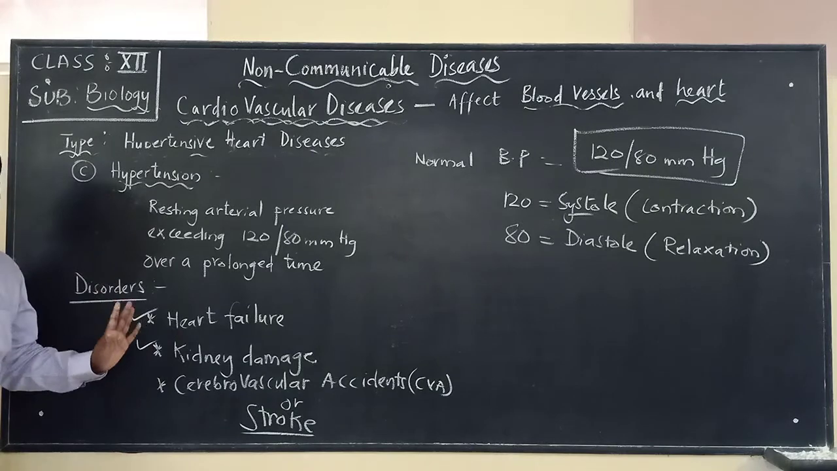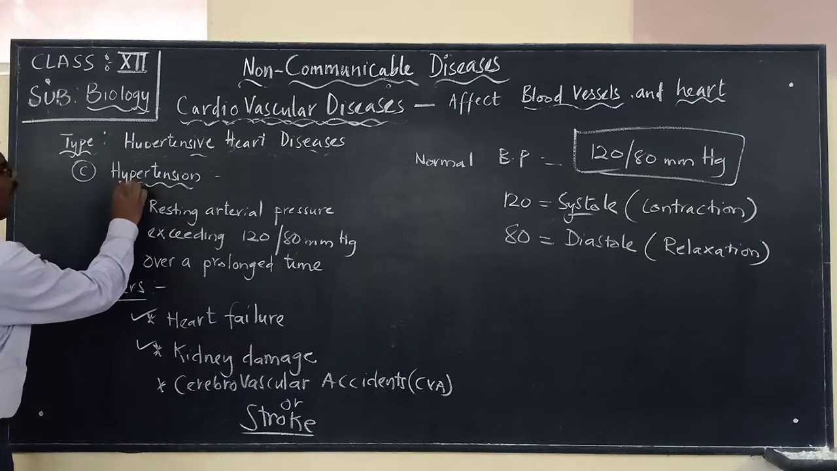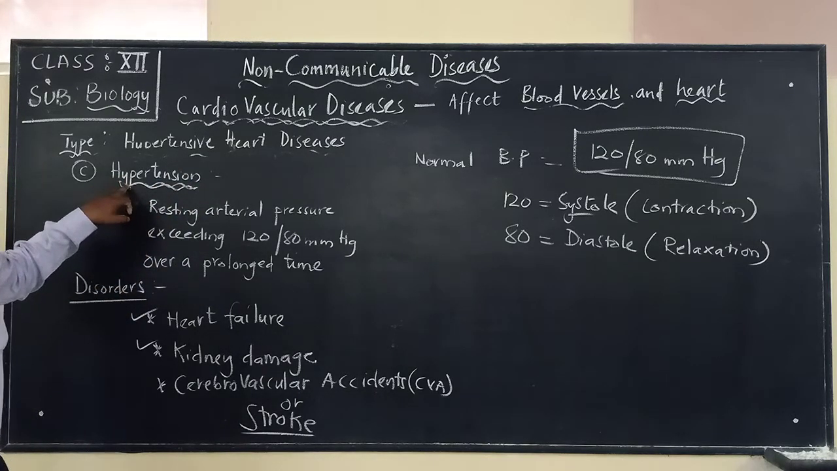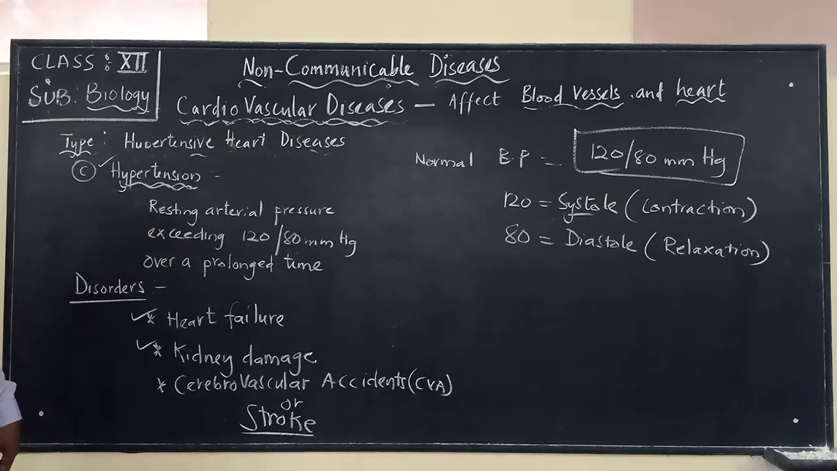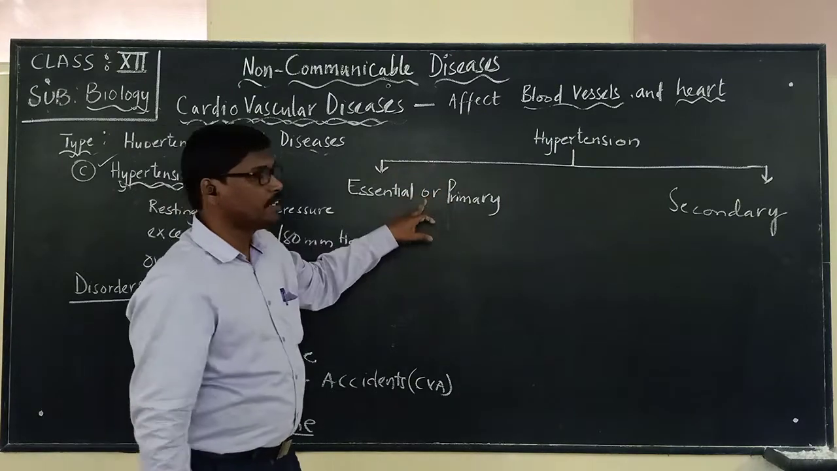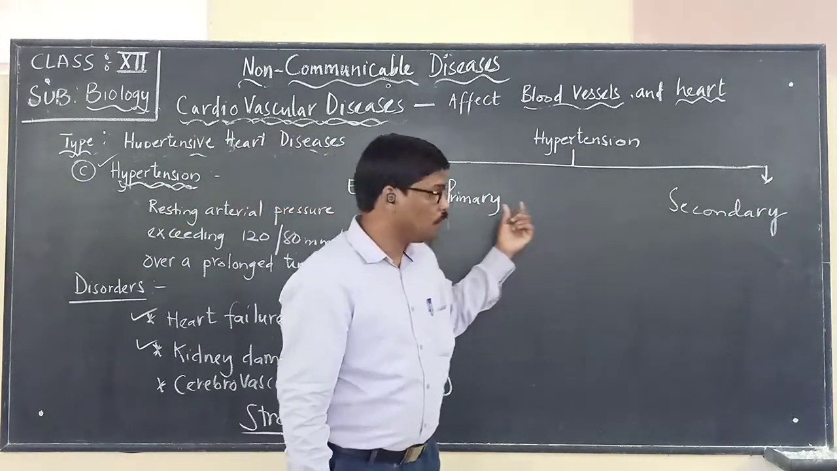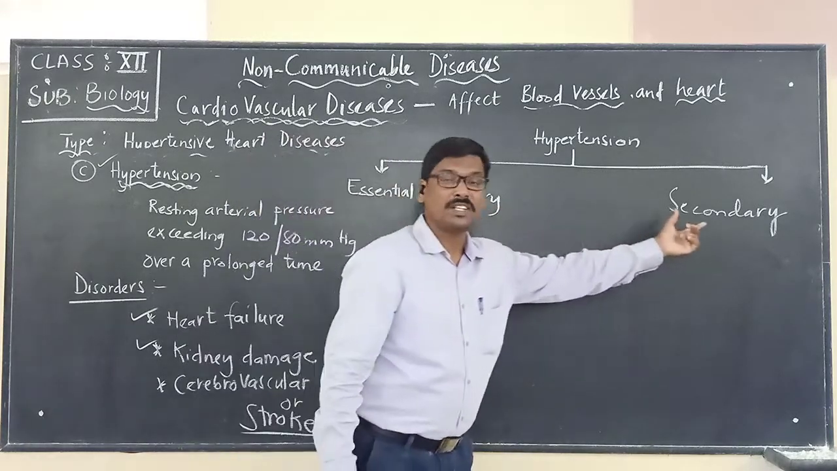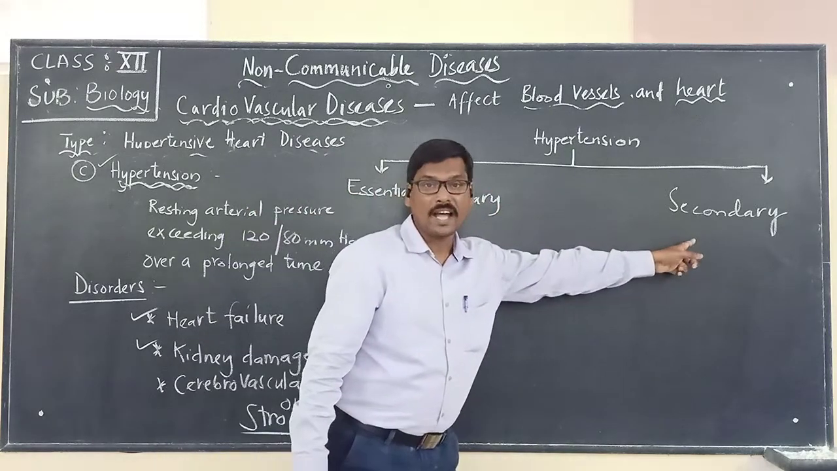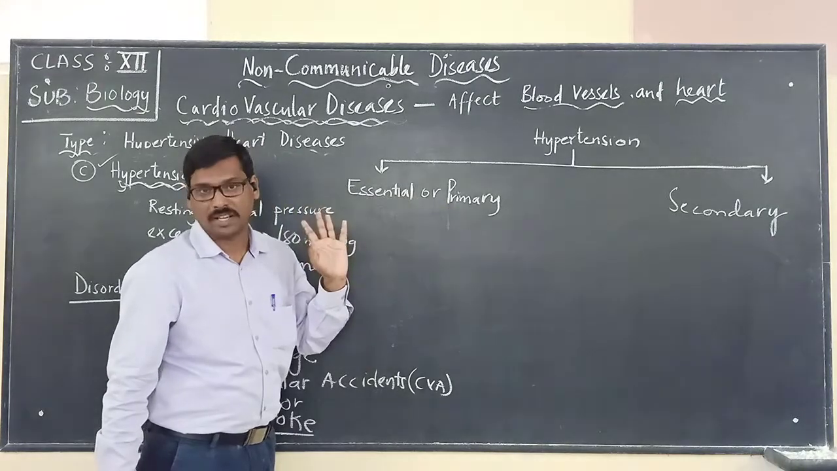These are the disorders that we should keep in mind that can occur due to hypertension, if it is not controlled. So we have to remember this. Hypertension can be broadly classified into two types. One we call primary and the other is called secondary. Primary hypertension and secondary hypertension, or otherwise essential hypertension, we are also calling primary hypertension.